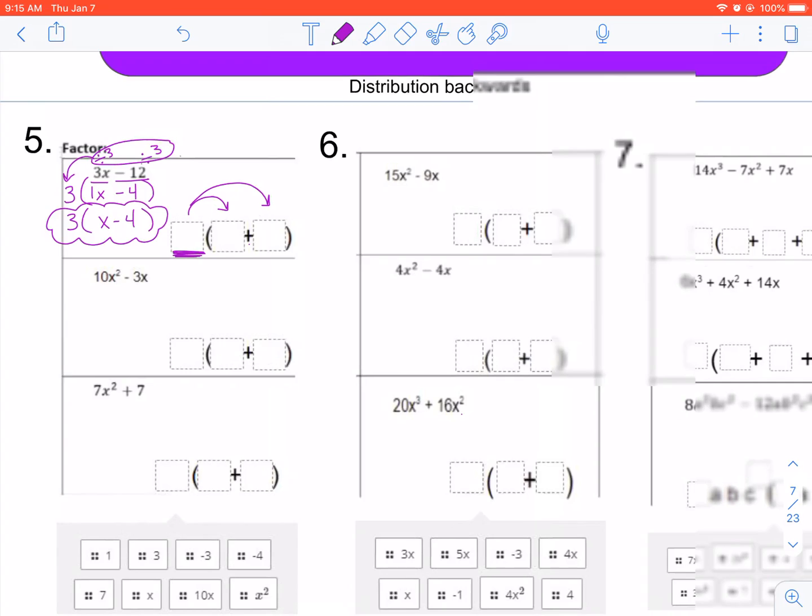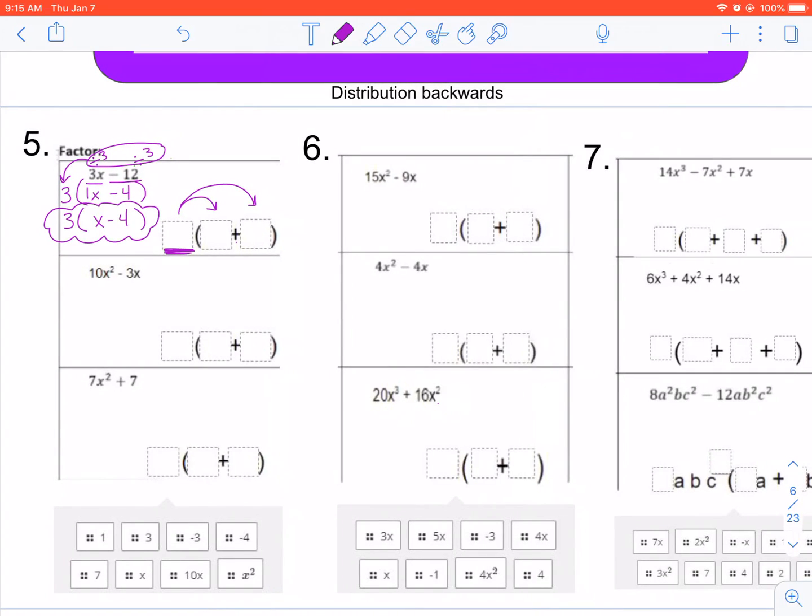So go find at the bottom your 3, which is your greatest common factor, the biggest piece that I could divide out. 3 goes out front. And then our leftover of an x and then a negative 4 get popped into those remaining boxes.